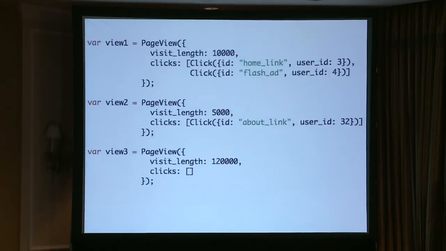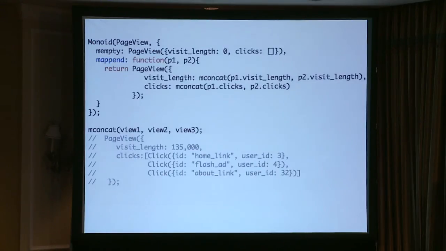So let's revisit our problem. We can make a monoid instance for page view. And this is a little tricky to look at first. But if you look at the top, it's got the neutral elements, right? 0 in the empty array. And then in mappend, we're going to take page view 1, page view 2, and just mconcat them together. And they know how to combine themselves, so they will. And what we get is the total visit length across the site and every click across the site.